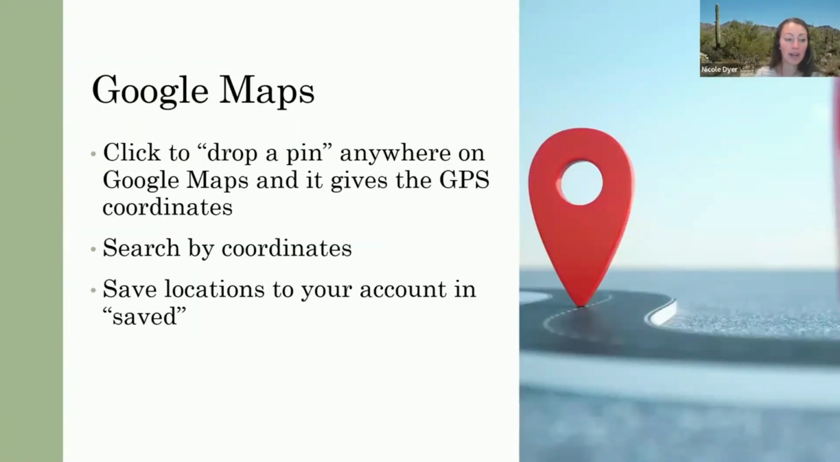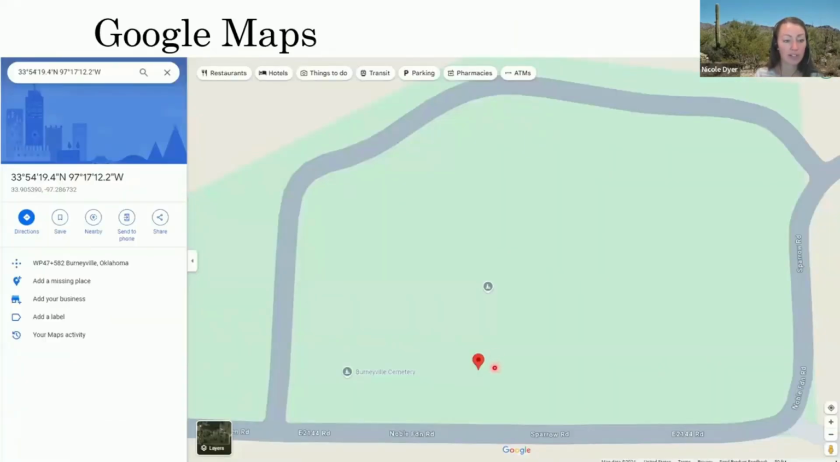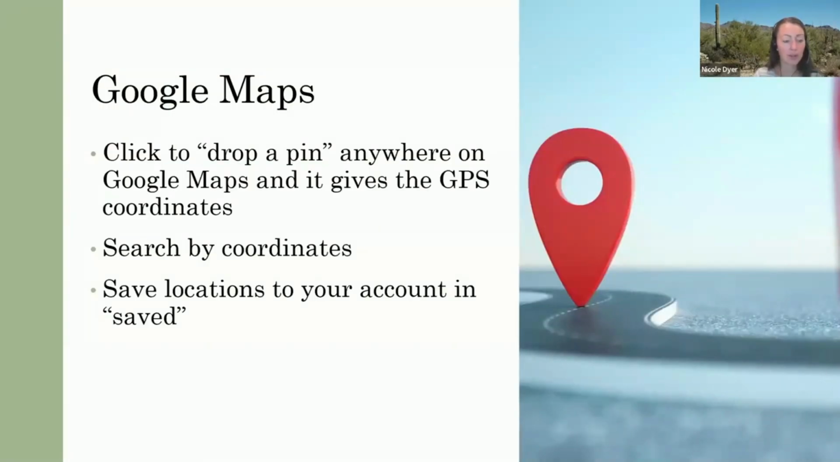So in Google Maps, you can actually click on the map to drop a pin anywhere on the map, and it will show you these coordinates. So if I just clicked over here, then it would change the coordinates to be this location. So you can also search by coordinates. So if you have GPS coordinates from something else and you paste them into Google Maps, it will then show you where those coordinates are.